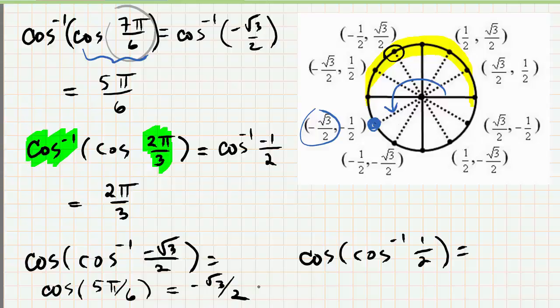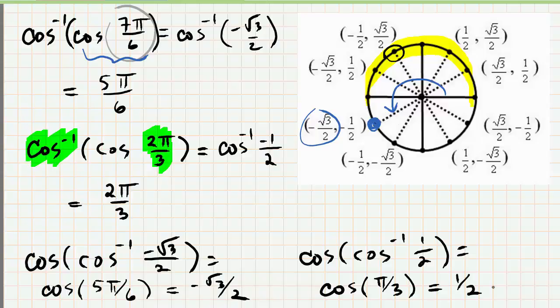Another one. Again, let's do it step by step. Inverse cosine of 1/2. That's the angle on top with a cosine value of 1/2. That's pi over 3. Cosine of pi over 3 is 1/2.